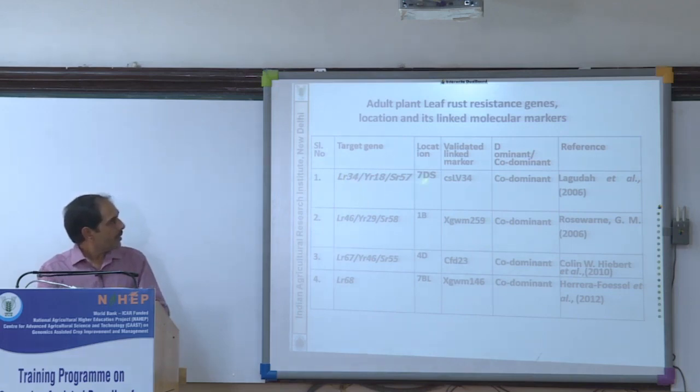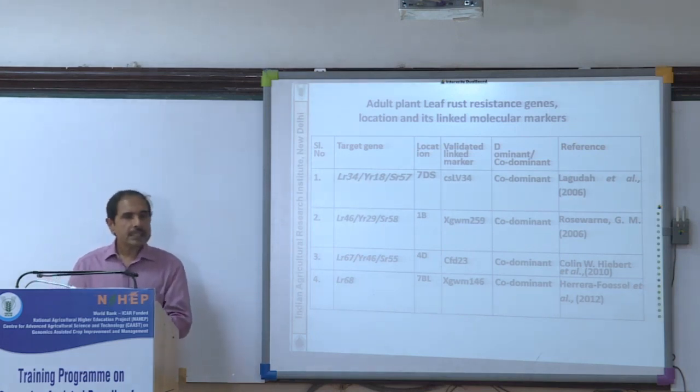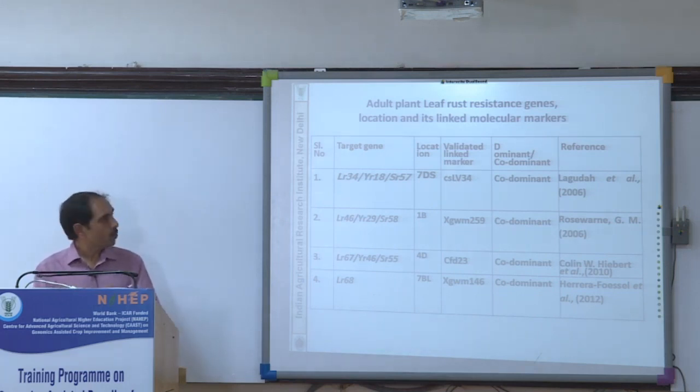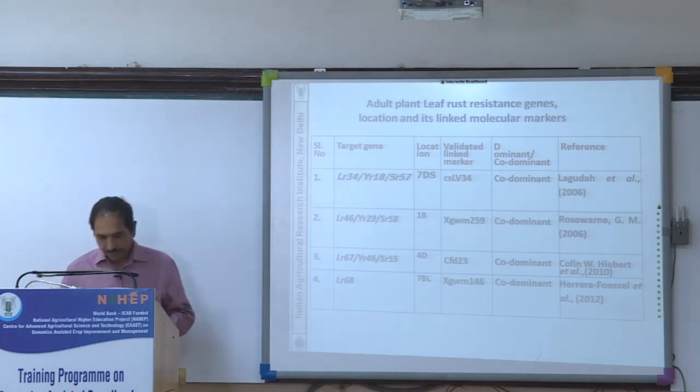But this gene is known as LR34 as far as leaf rust is concerned. Then it protects against stripe rust also, YR18, then stem rust also, SR57. The same is the case here, LR46, LR68, and LR67. So these are the APR genes. They do not have a major effect, so individually they may not be effective. If you choose any of these genes, then you have to choose in combination with other genes, so that this can provide protection to the crop.